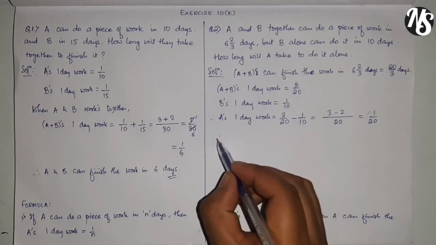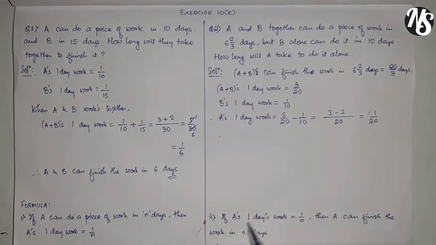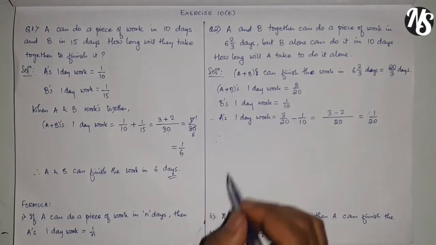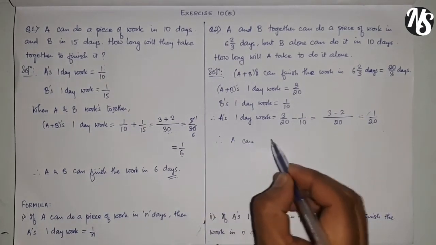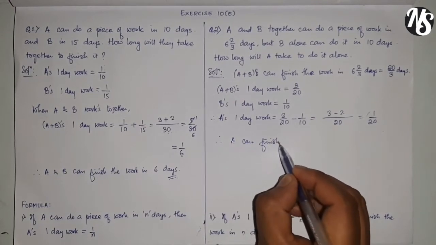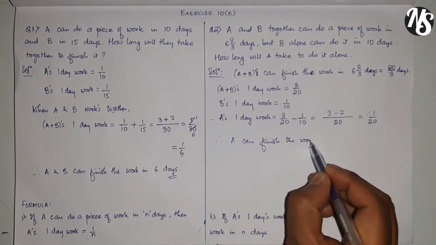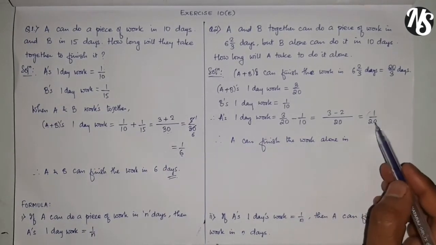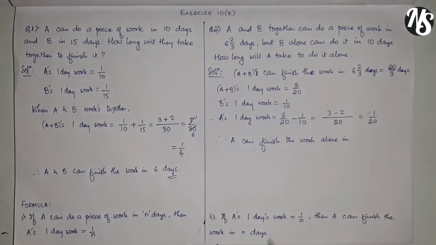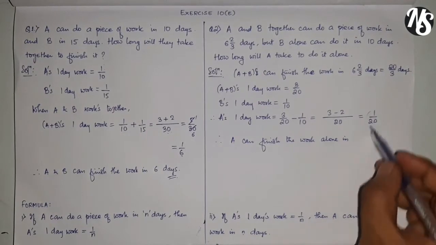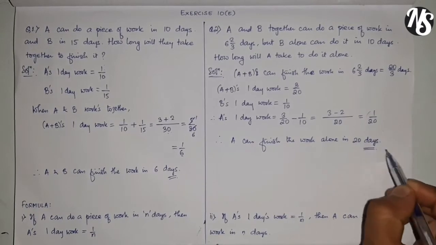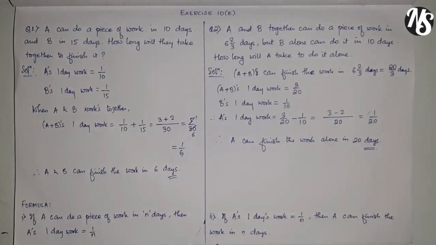Therefore, if A's 1 day work is 1/n, which is 1/20, A can finish the work alone in how many days? If it is 1/n, then he finishes the work in n days, that is 20 days. So this is my another answer. You may pause the video and note down the solution.